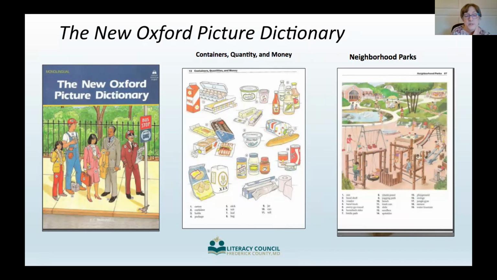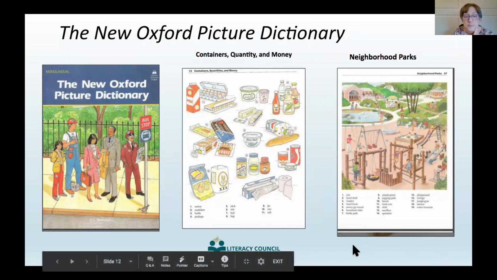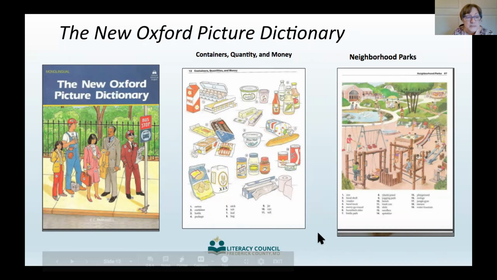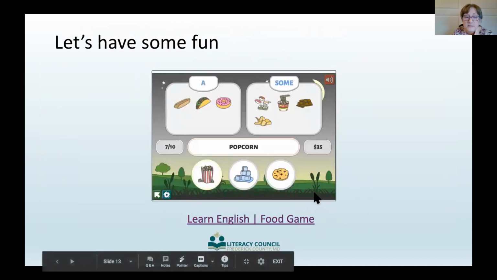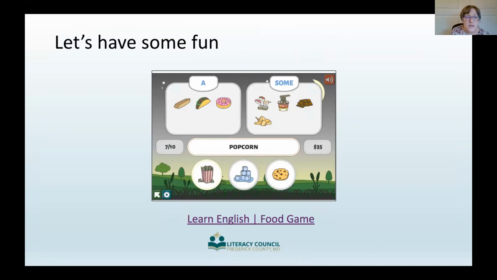We've included a picture of the new Oxford Picture Dictionary that illustrates the meaning of over 2,000 useful vocabulary words within the context of everyday living. It's great for teaching categories because of its layout. The tool is online and available in print from many sources.